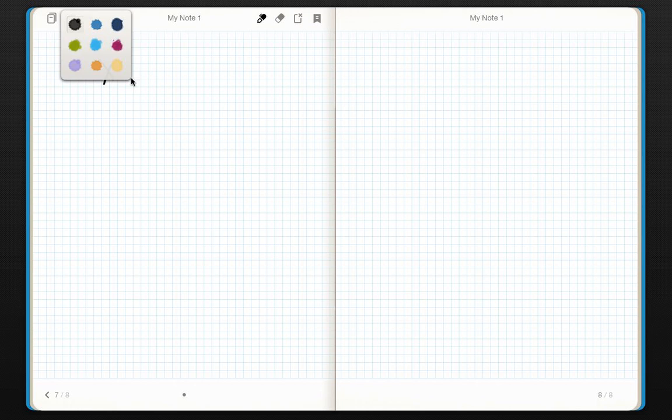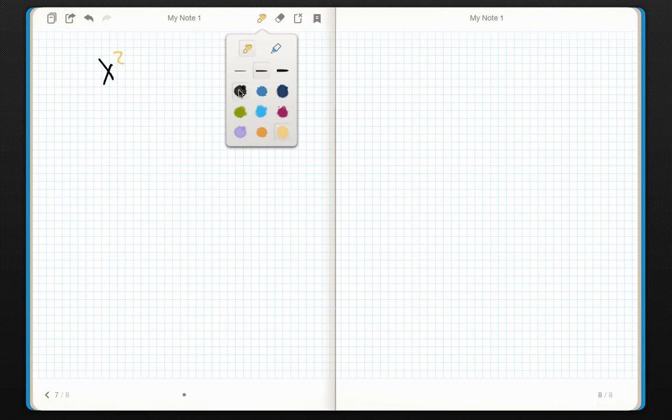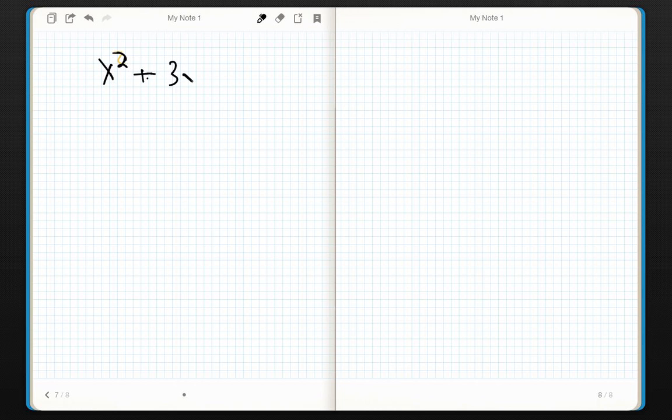Actually, let's look at one more that has a leading coefficient of 1. But let's say we have x squared plus 3x minus 10.